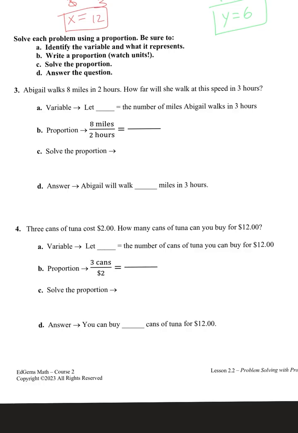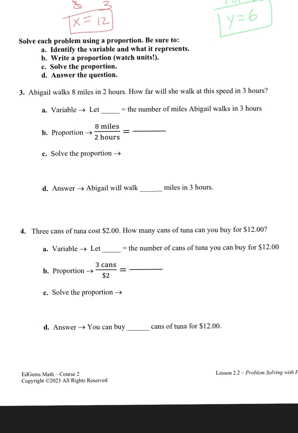So A, it says let blank equal the number of miles Abigail walks in 3 hours. Since we're solving for miles, use m as your variable. So the proportion is she travels 8 miles in 2 hours. The key thing to remember is that whatever's on the top stays on the top. So in this case, 8 miles is on the top of our ratio, and 2 is in the denominator of our ratio. So miles is going to stay on the top.